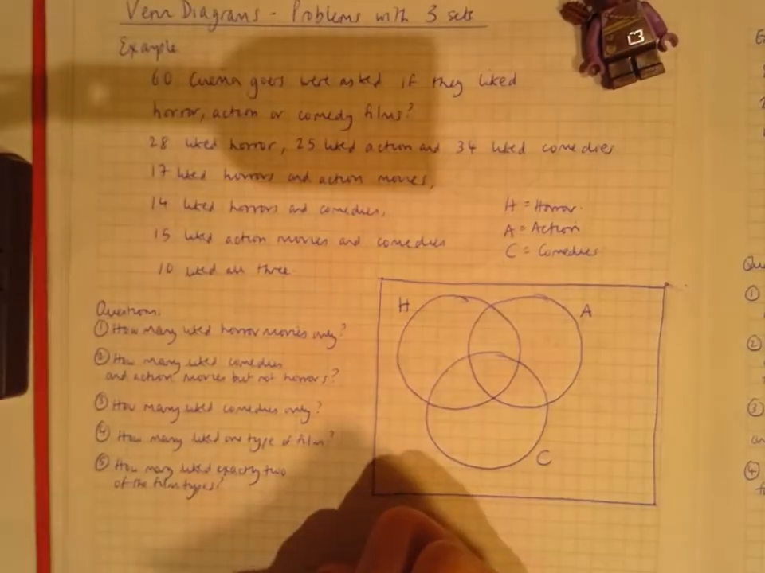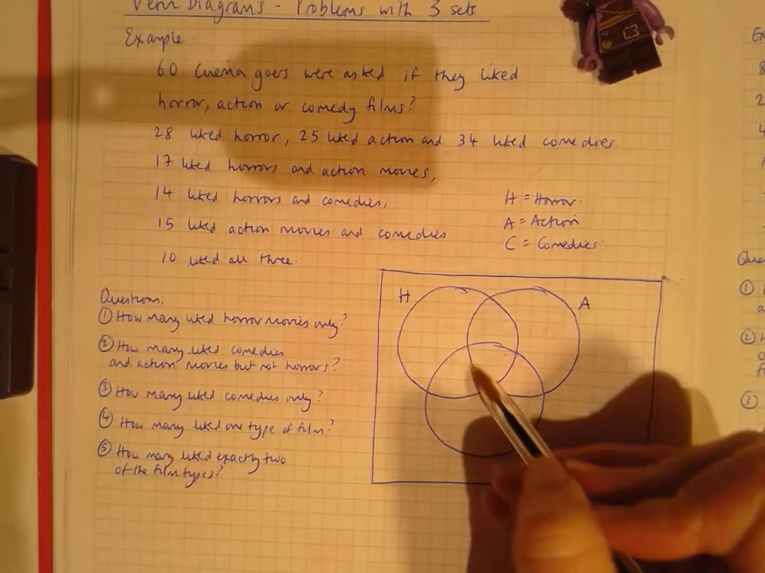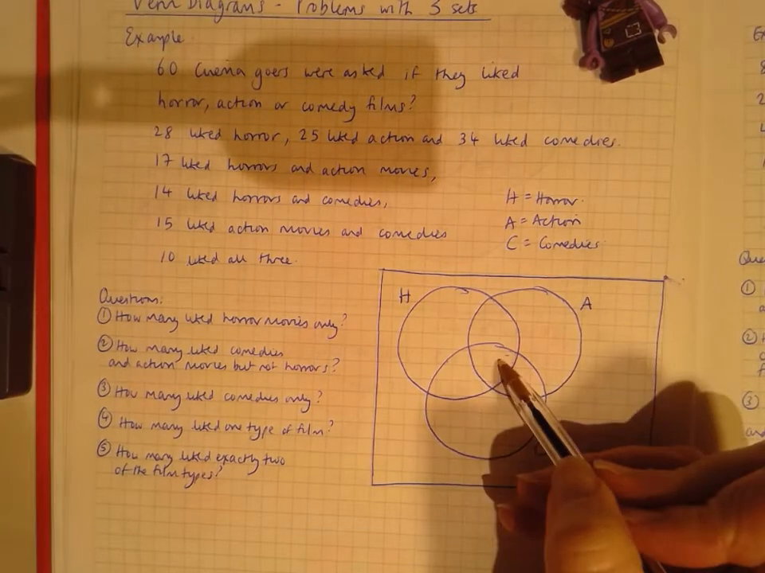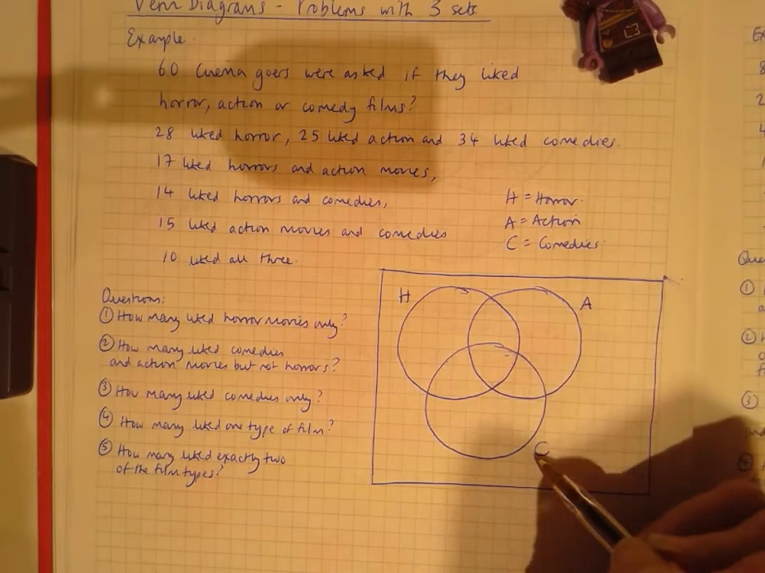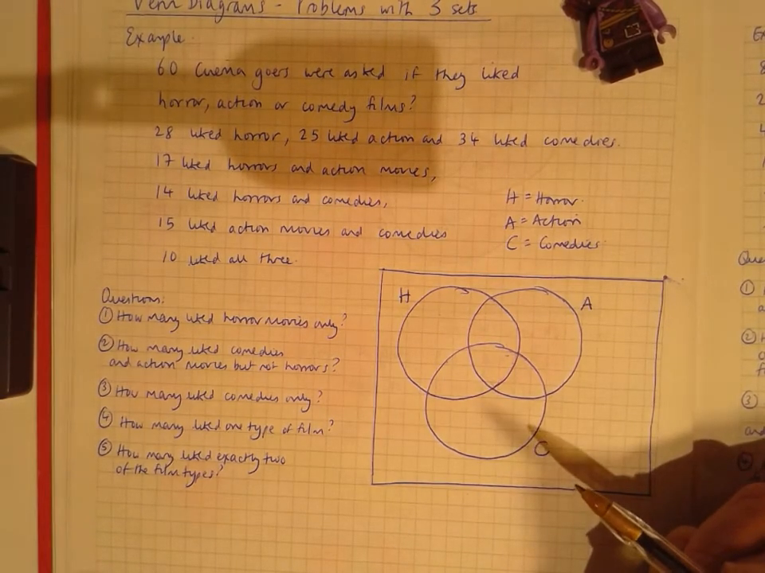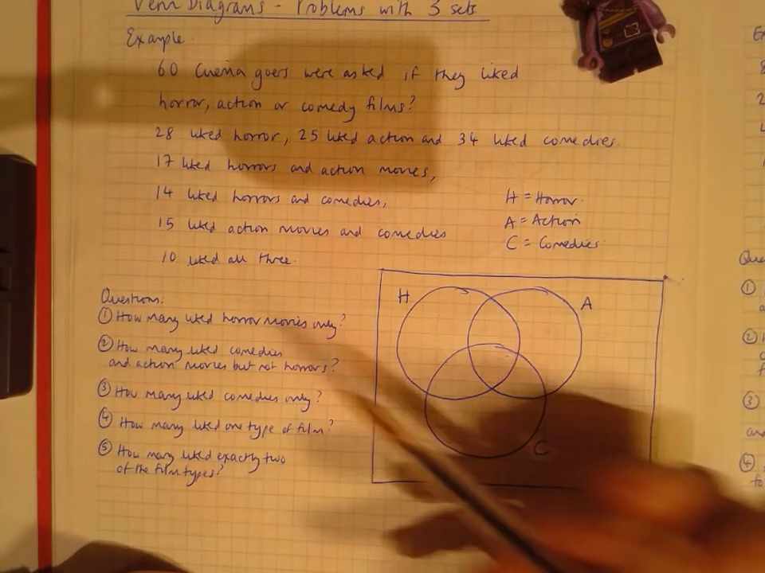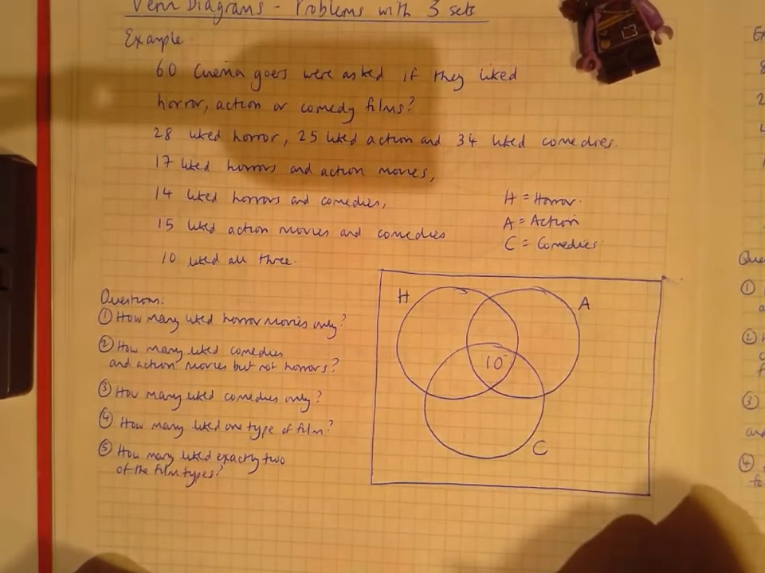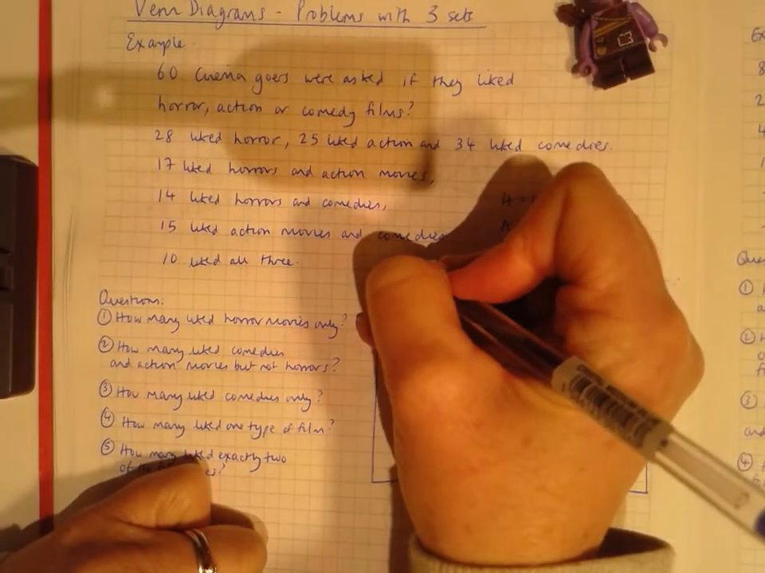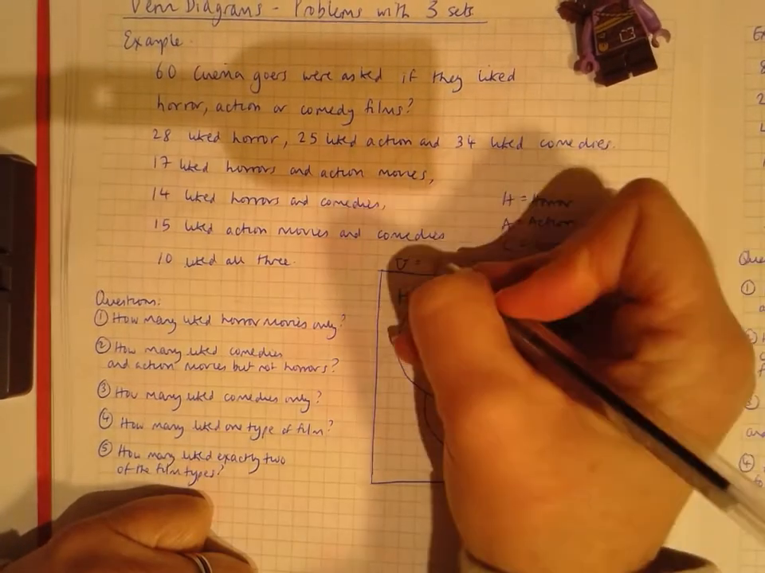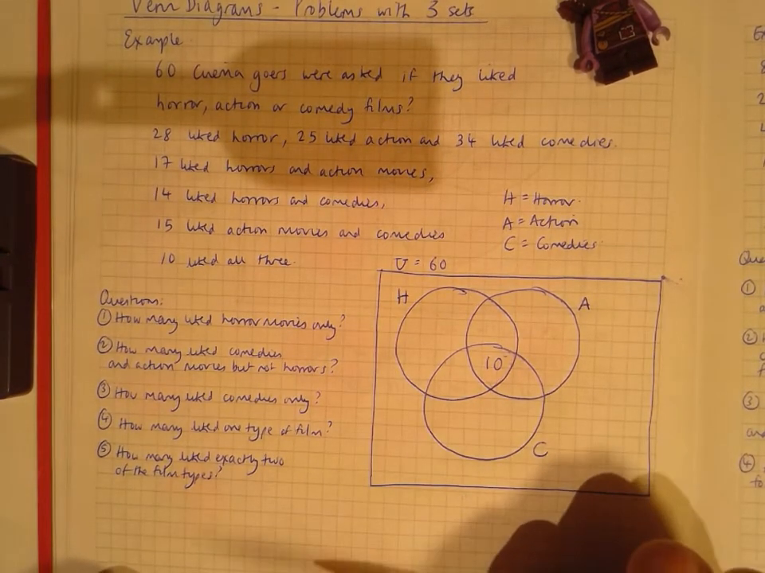Okay, so what are we told? We're told information about who liked what. We always start these, or at least I always start these, by filling in the center. The center is going to be the overlap of all three sets. So it's H intersection A intersection C, the people who like horror, action movies and comedy movies. Okay, and we're told that 10 people liked all three. So 10 is going to go here into the center of our Venn diagram. We also then could fill in our universal set number, which is all the people that were asked. So 60 people were asked. So I know that in this box I've got to get 60 people at the end. Okay, so I've got 60 altogether, I've got 10 in the middle.